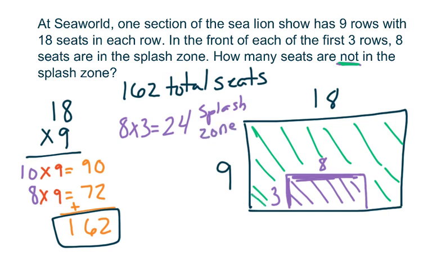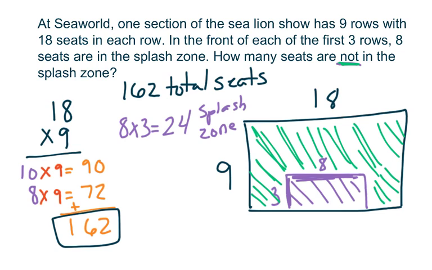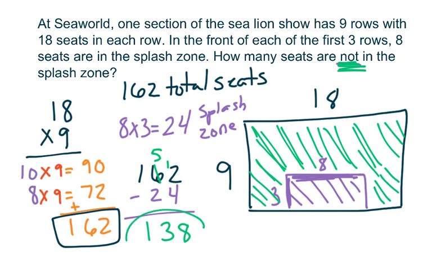Now, if we want to figure out what this green area is, what everything except for our splash zone is, we're going to need to do some subtraction. So we're going to take our whole, or our total of 162, and we need to take away, or subtract, those 24 splash zone seats to figure out how many seats are not in the splash zone, because that's what my question is asking me. How many seats are not in the splash zone? So I'm going to go ahead and subtract. I need to borrow and regroup in order to subtract. And then I get my final answer. There are 138 seats that are not in the splash zone.